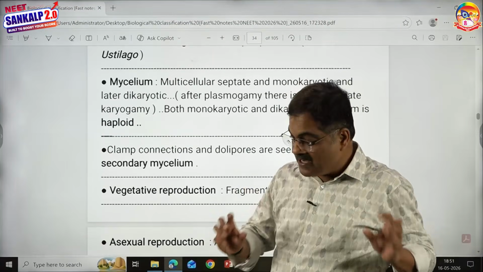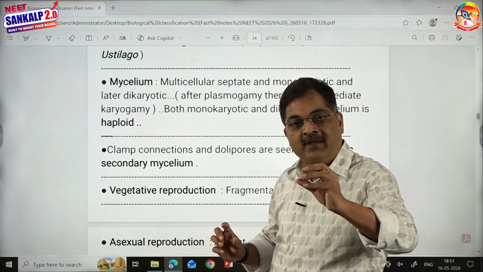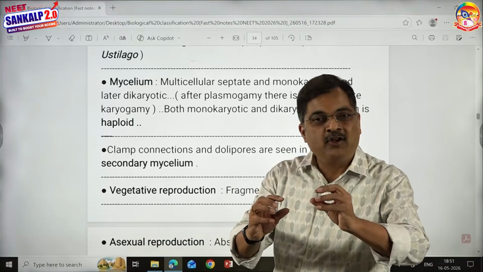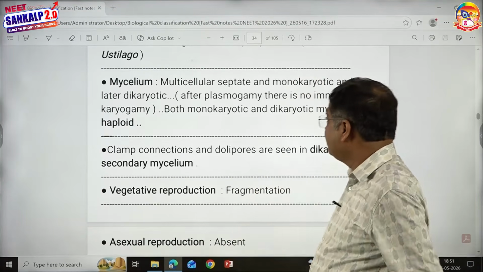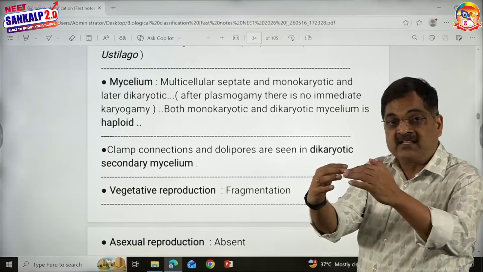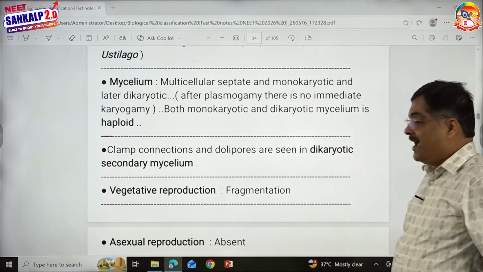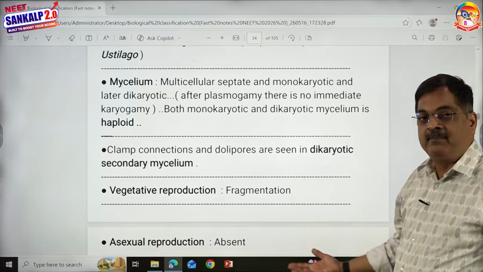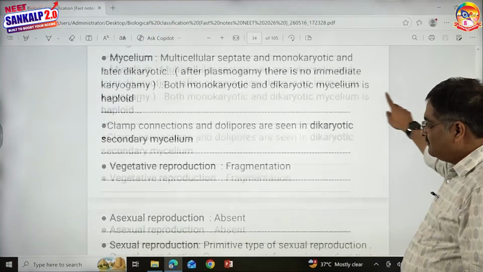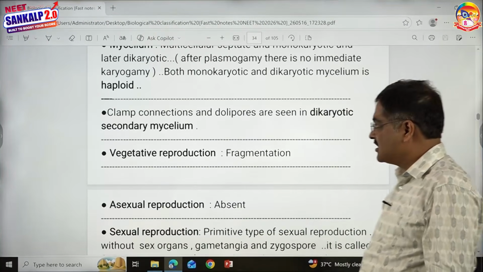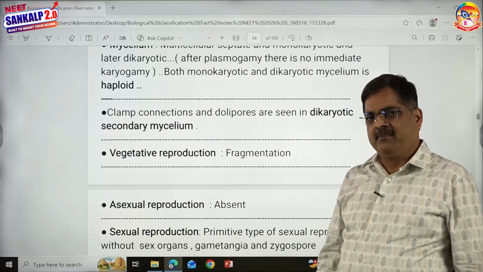Same here also. Basidiospore, monokaryotic primary mycelium of plus strain, monokaryotic primary mycelium of minus strain. Later, the protoplasm fused but not nuclei, resulting in a dikaryotic mycelium. And later, you are going to see the development of fruiting bodies. Clamp connections and dolipores are seen in dikaryotic secondary mycelium.